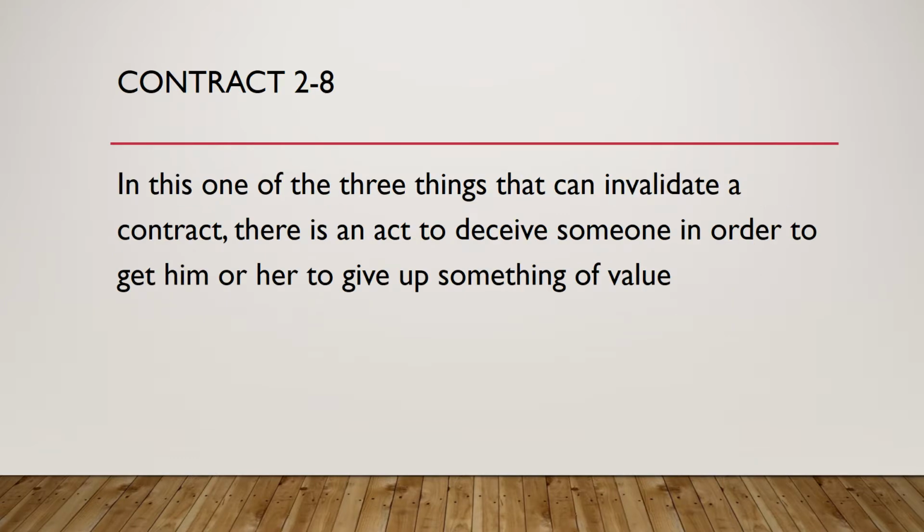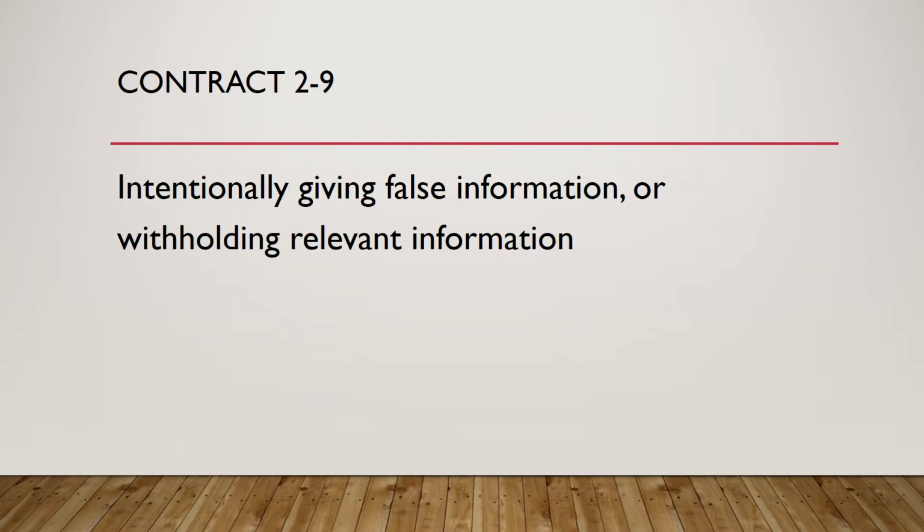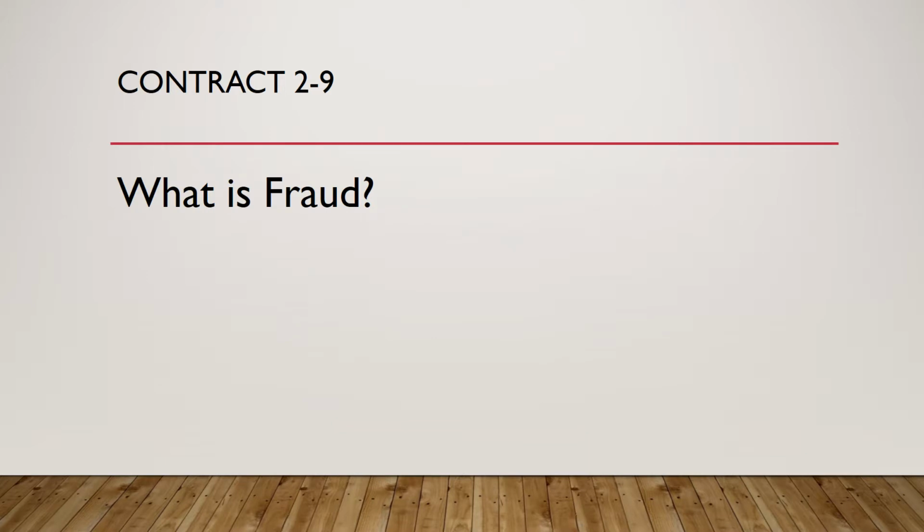Question 8. In this one of the 3 things that can invalidate a contract, there is an act to deceive someone in order to get him or her to give up something of value. What is fraud? Note, the buyer has the option of whether to rescind the contract or leave it in effect. Question 9. This is intentionally giving false information or withholding relevant information. What is fraud?